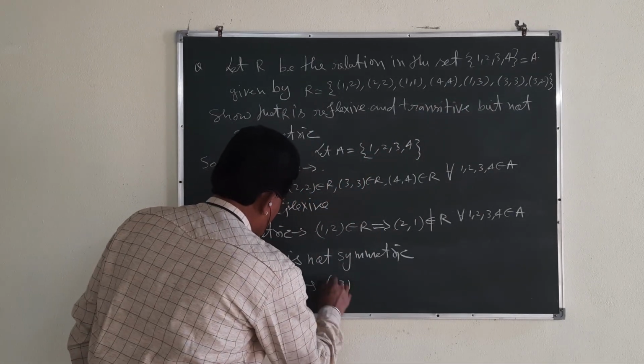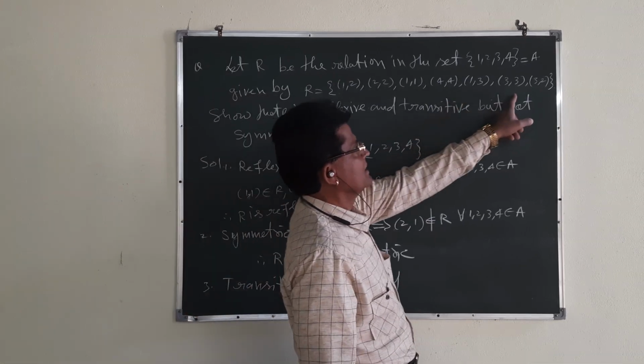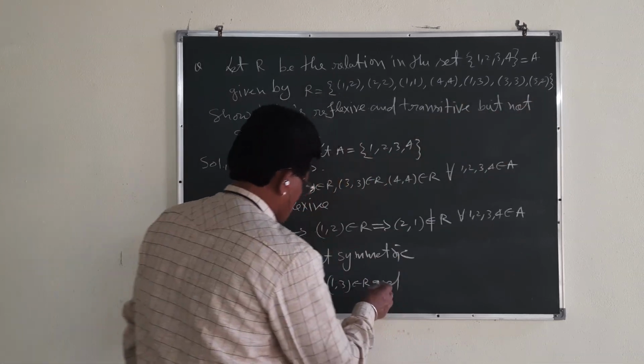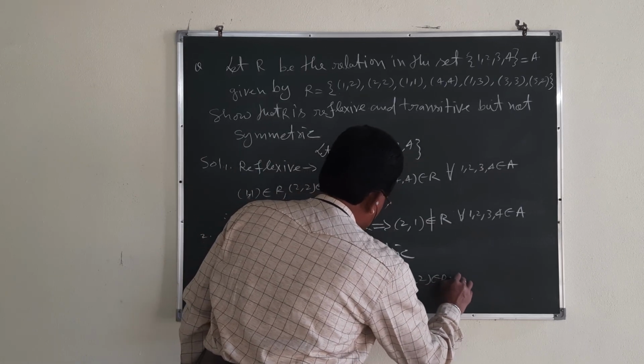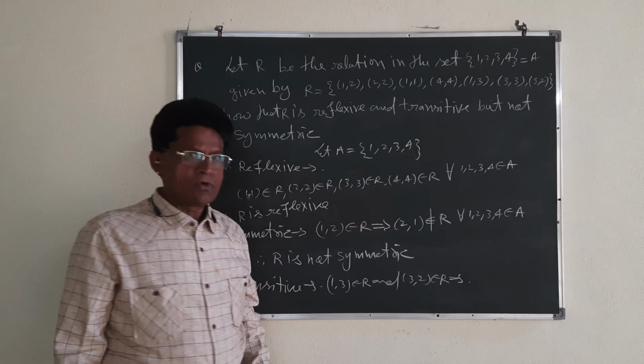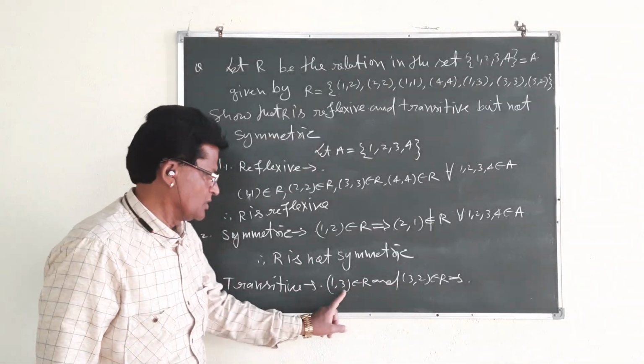1 3 belongs to R. And next we take 1 3, 3 2 belongs to R. That implies, I told you to prove the transitive relation. You see, 1 3 belongs to R, 3 2, because 3 is here.